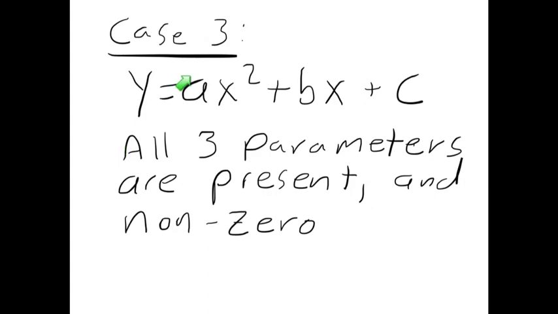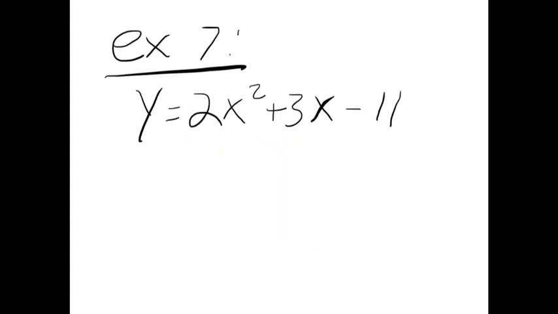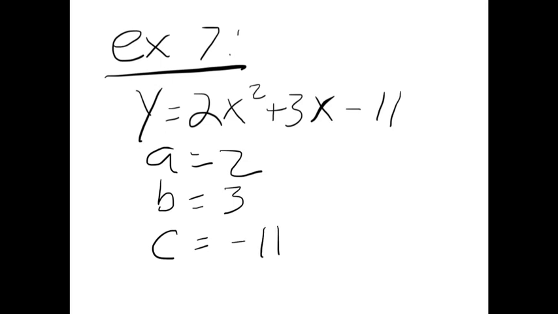We're almost done with this video. Case 3 problems are where y equals ax squared plus bx plus c has non-zero values for all a, b, and c. An example of that would be y equals 2x squared plus 3x minus 11. And we could see that a equals 2, b equals 3, and c equals negative 11.